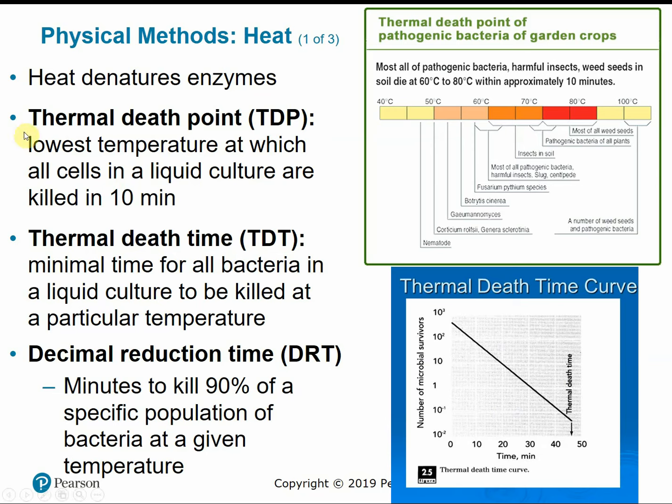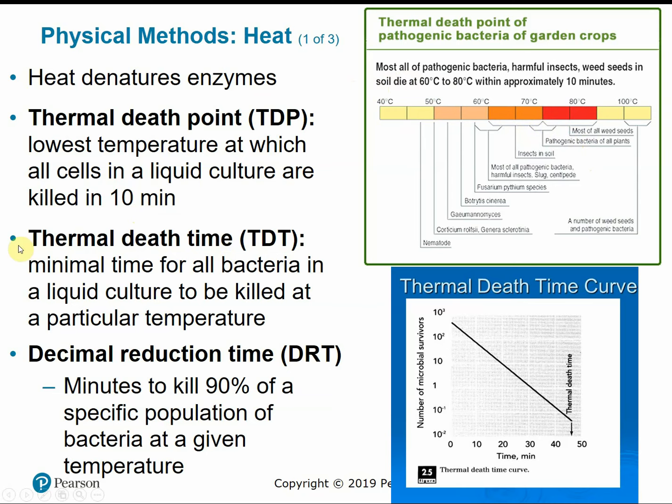When we look at a thermal death point, we're talking about the lowest temperature at which all the cells in a liquid culture are killed in 10 minutes. So 10 minutes is kind of our baseline. What temperature does it have to be for all the cells to be killed in that 10-minute time frame? This figure is showing that most all of the pathogenic bacteria and harmful insects in this particular soil will die between the 60 and 80 degrees Celsius range in about 10 minutes. So this would be their thermal death point.